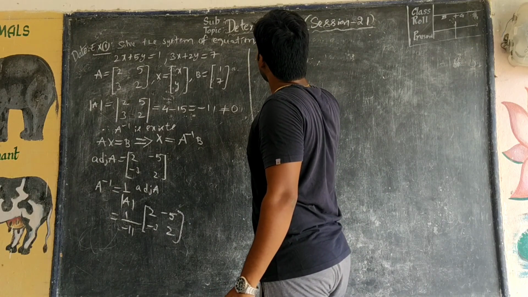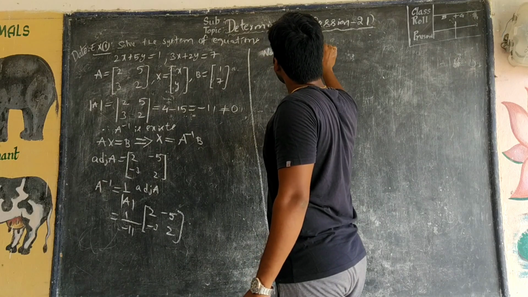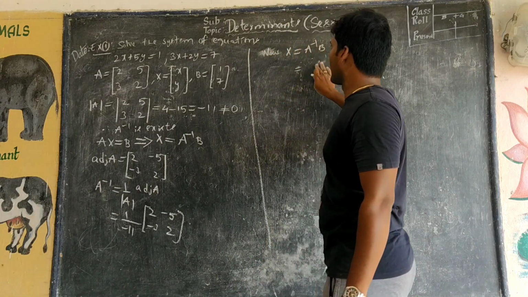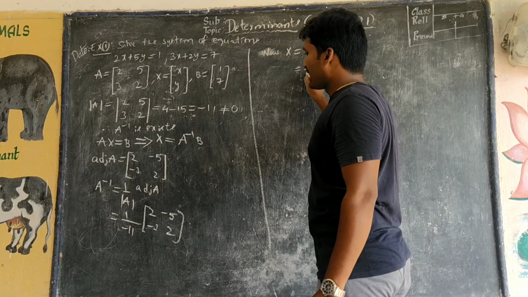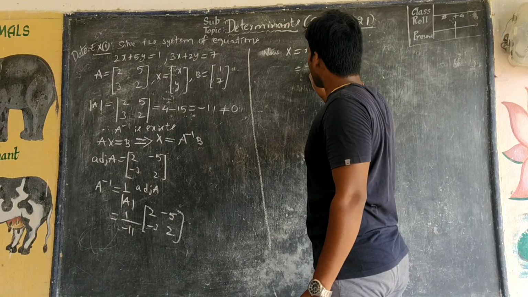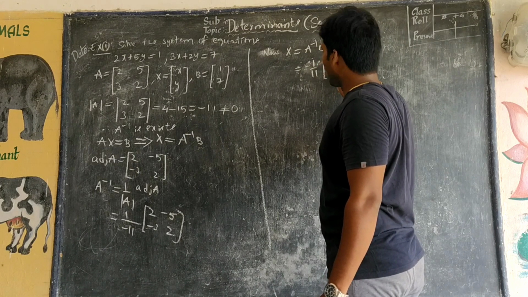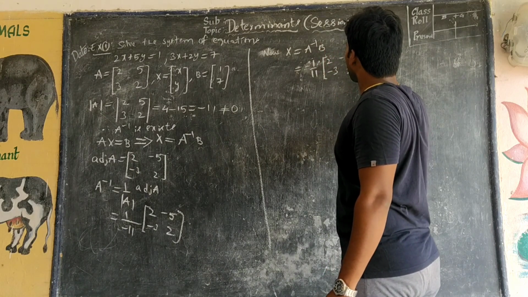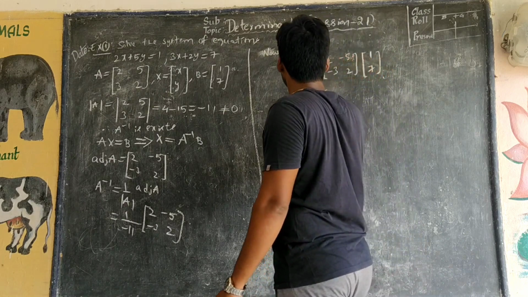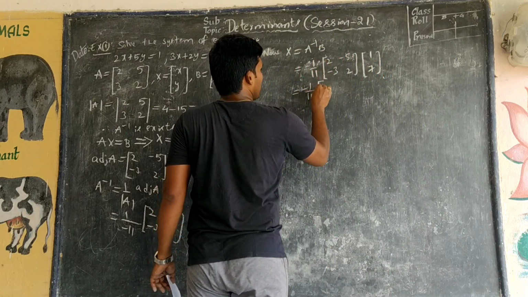Now consider the X matrix. What is the X matrix? A inverse into B. By the matrix method only we are taking that. A inverse is 1 by minus 11, which is nothing but minus 1 by 11, into the matrix 2, minus 5, minus 3, 2, into what is the B matrix? 1, 7.